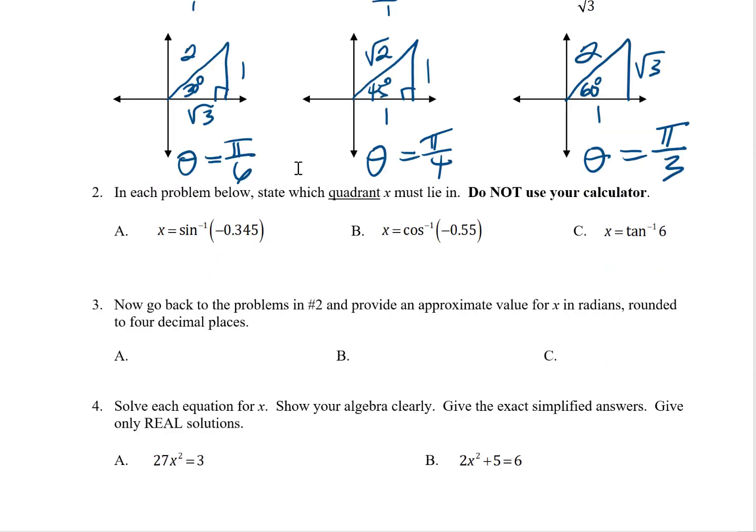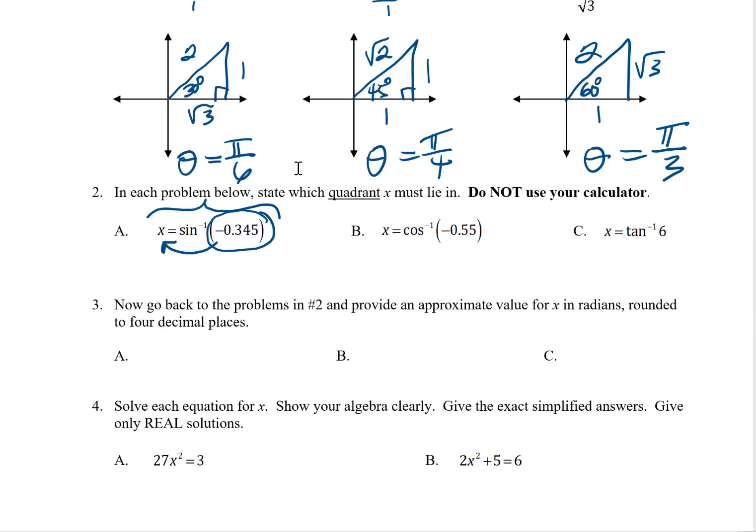In problem number 2, we're given an angle x, and we're asked what quadrant that angle lies in. How do I know x is an angle? Well, in an inverse trig function statement, inverse trig functions take ratios in and send angles out. So the negative 0.345 here is a ratio. The x, therefore, must be the angle.